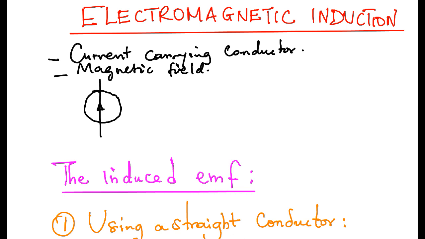For instance, when current flows upwards, the field exists in such a way that it is in anti-clockwise direction. The converse is true, that is, when current flows downwards, the field is in clockwise direction.